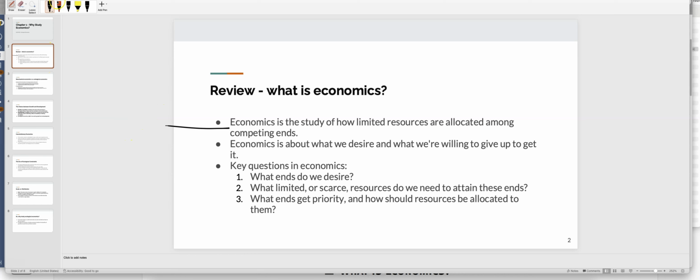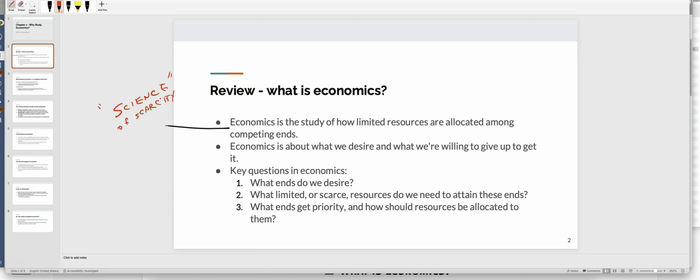I'm going to add "science" in quotes here, because what the neoclassical economists, the mainstream economists, want us to think is that their approach is scientific. That would mean that we have a largely mathematical-based approach to understanding how scarcity is dealt with. And what is scarcity? Scarcity is the idea that we have unlimited wants and needs, but limited resources to satisfy those wants and needs.